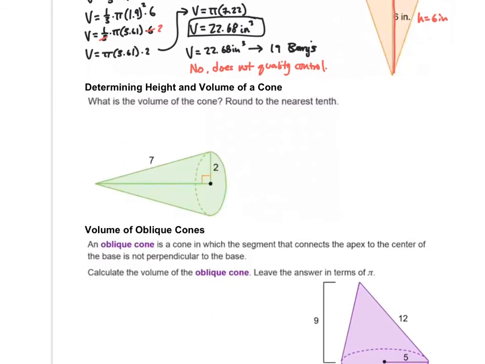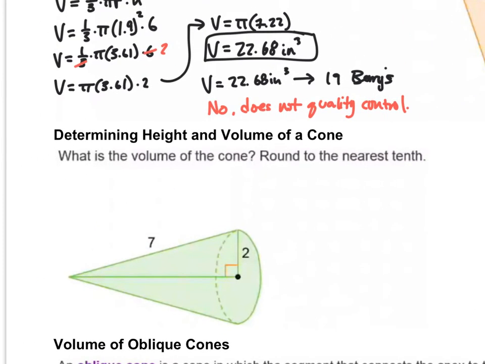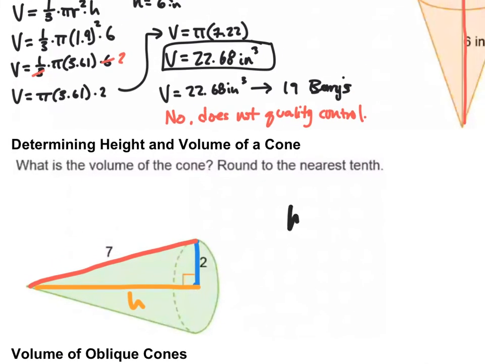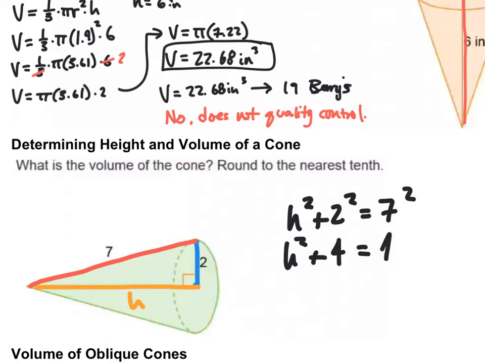Okay, so now the next one, we want to determine the height of the cone. Now in this cone, what I know is that my radius here is 2, but the slant height here is 7. And we're trying to find this height here of that pyramid. So what I know is that this makes a right triangle, and I have a friend. And his name is Pythagoras. Okay, so I'm going to do h squared plus 2 squared. That's going to equal 7 squared. So h squared plus 4 is equal to 49.